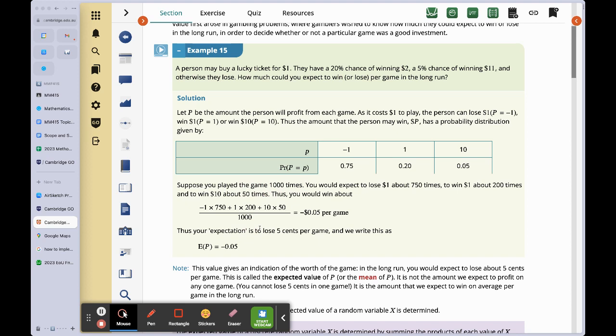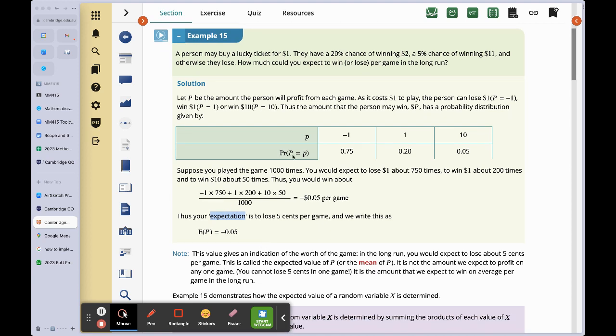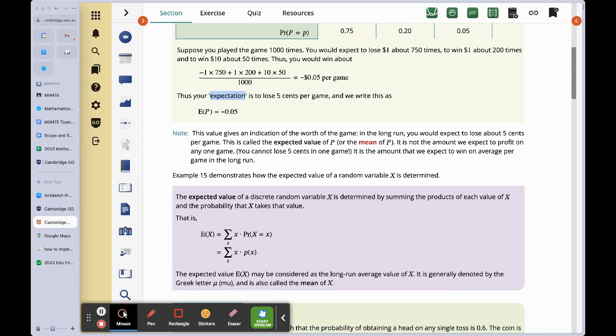Again, just reinforcing that sense that expected value is a mean, it's an average. So you can see here that they've just gone, well, that would be 750 games played at -1, 200 games would be played at $1 gain, and 50 games would be played at a gain of $10, which then, when divided by 1,000, gives you -0.05 or 5 cents per game. That's the expectation, 5 cents per game. So E of P in this case, because I've used P instead of X, is -0.05.